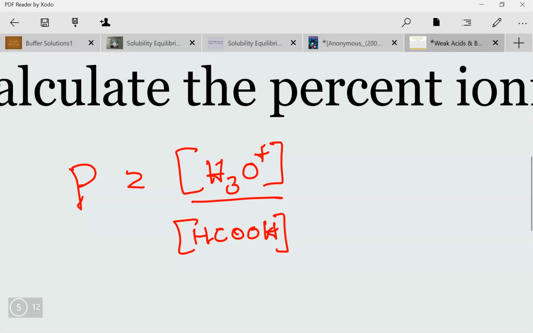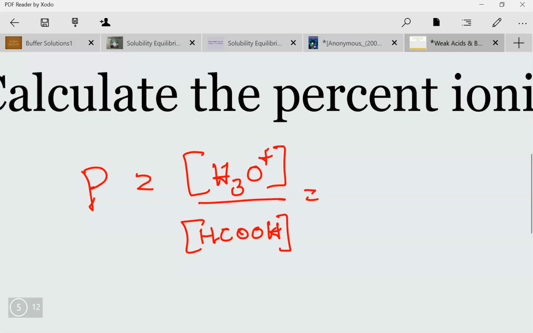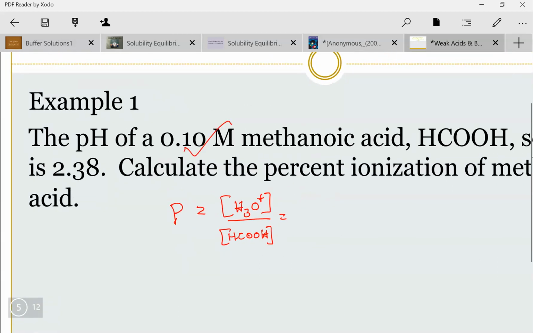formic acid. It's the same thing as what we did before. And we have the concentration of formic acid. We need to know the concentration of H3O plus, which is just 10 to the power of negative pH. So I can do that calculation basically in one step.